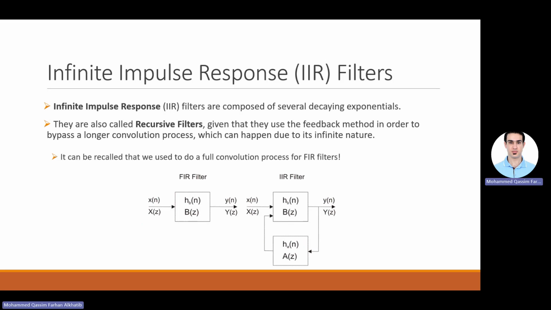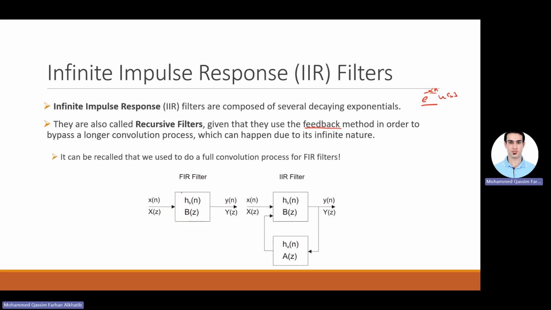So the infinite impulse response filters are composed of several decaying exponentials. That's one of the structures: you have e to the power minus alpha n u of n. So you have some decaying exponentials, decaying for stability, that's for sure. They are also called recursive filters, given that they use feedback. So again, you have either an expression or a feedback method in order to bypass a longer convolution process, which can happen due to the infinite nature. It can be recalled that we used to do the full convolution process for FIR filters. And it's saying that to have a good representation, you can use the recursive structure.